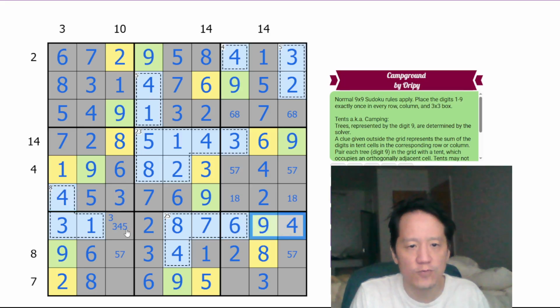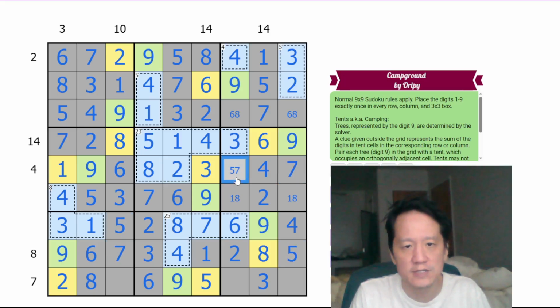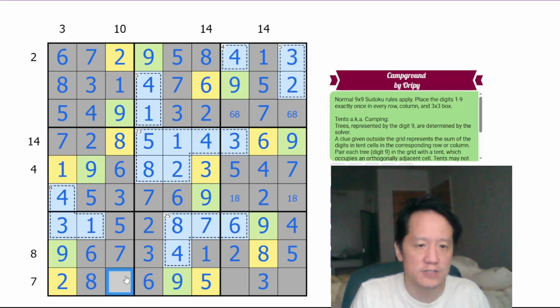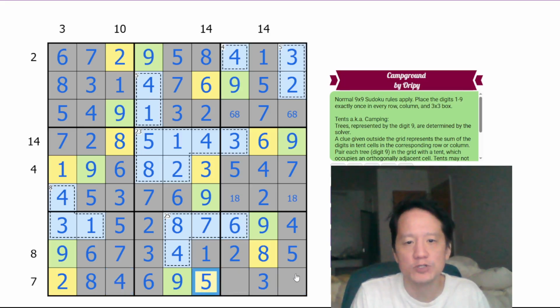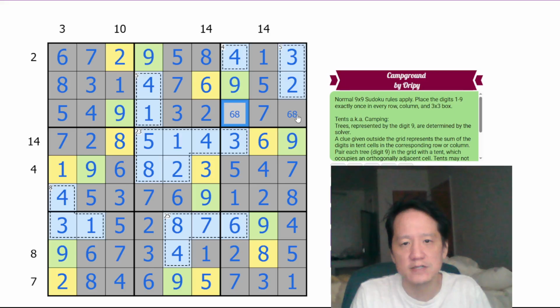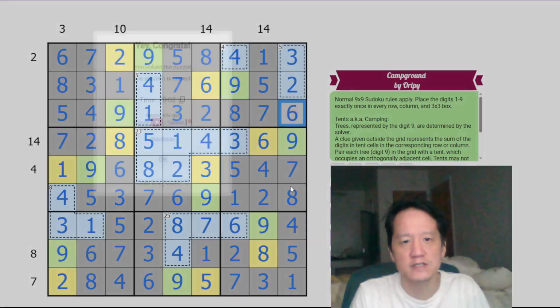These 3 and 4 force this to be a 5, which makes that 7, which makes that 5. That makes that 7, which makes that 5. This last digit has to be a 4. We have a 1, 7 pair here, which means this can't be 7, so this is a 1, which makes that a 7. This 1 eliminates that 1, so this is 8, which makes that a 1. This 6 eliminates that 6, so that's an 8, which makes that a 6.